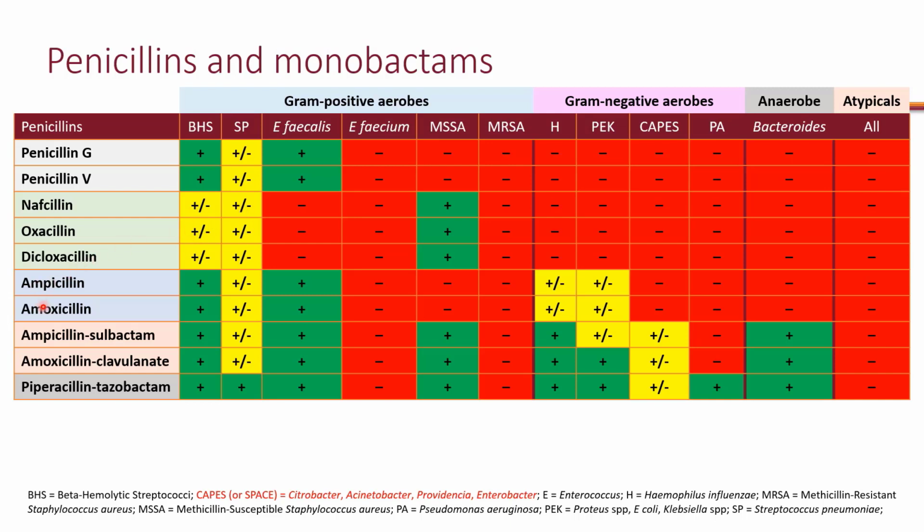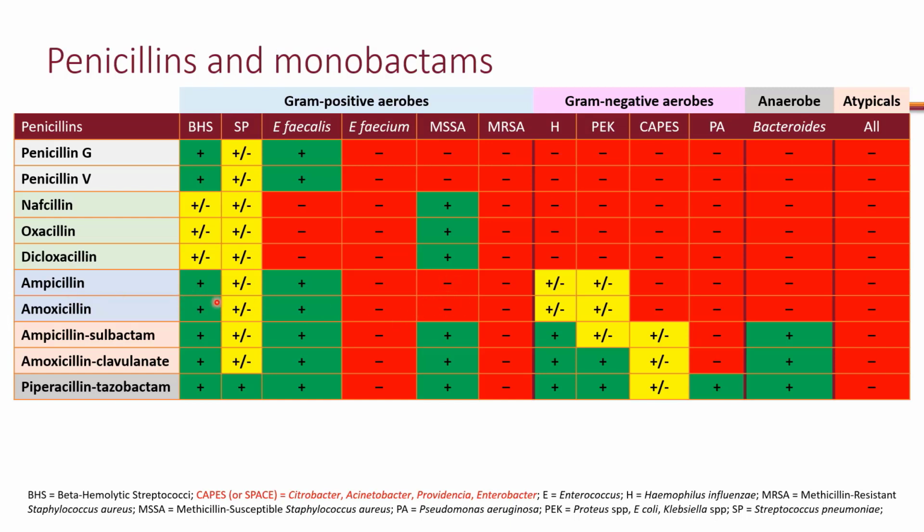Now, the next set is aminopenicillin. So this is ampicillin and amoxicillin, which have identical spectrum of coverage. Ampicillin and amoxicillin do have improved gram-negative activity compared to the previous subclasses of penicillin. So they get some activity against H. flu and including E. coli, Klebsiella, and Proteus. But it comes at a cost because they lost activity against MSSA because they are no longer stable against penicillinases that Staph aureus makes.